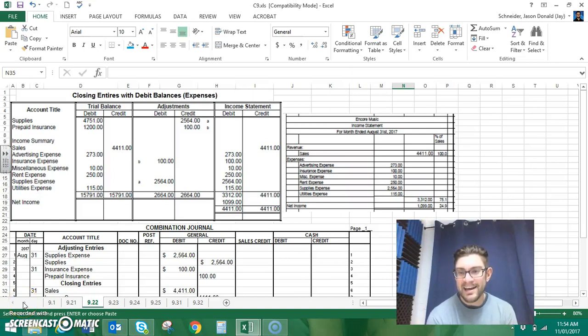Alright, this is 9.2, and we're now going to look at our closing entries with our debit balances. So again, when we're doing our closing entries, we are looking at canceling out, making our temporary accounts zero. Again, our temporary accounts are the accounts that we created underneath our owner's capital account to make documenting transactions easier.